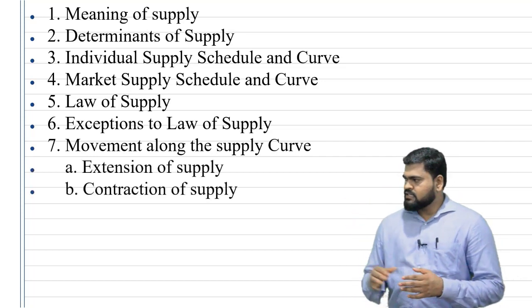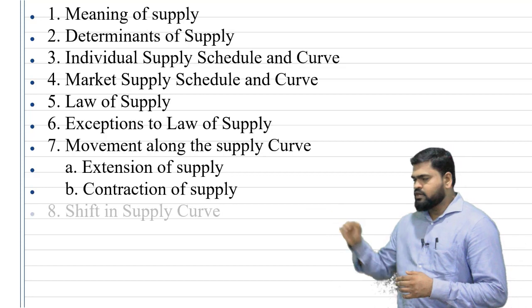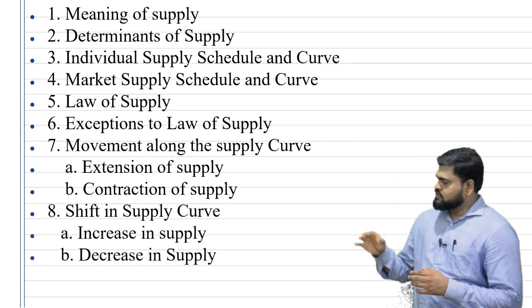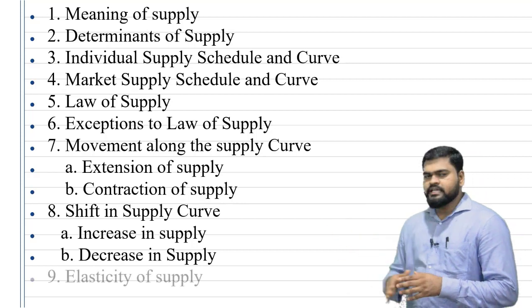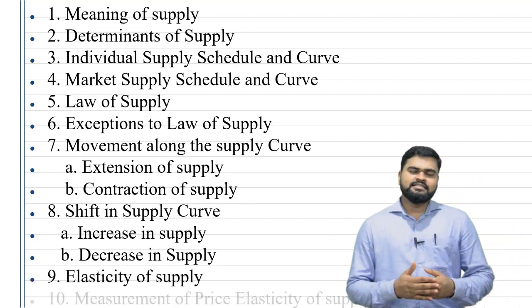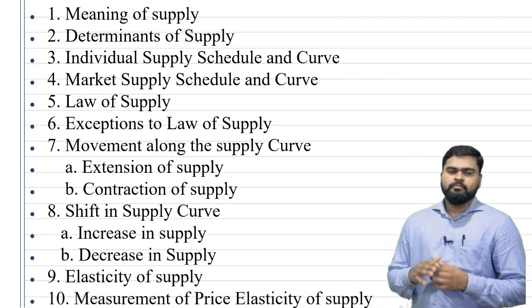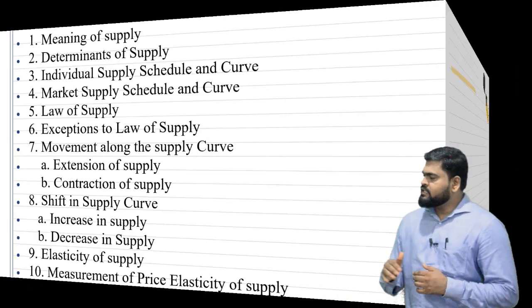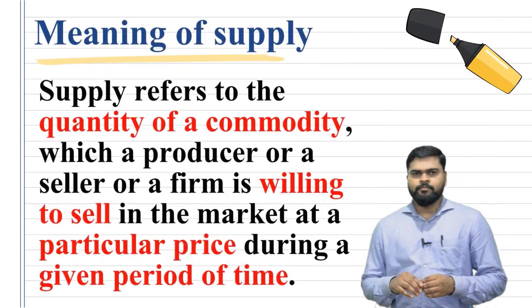then movement along the supply curve which has two parts, that is extension of supply, contraction of supply, then shift in supply curve which also has two parts, that is increase in supply, decrease in supply, then elasticity of supply, and last measurement of price elasticity of supply. Let us begin with the meaning of supply.